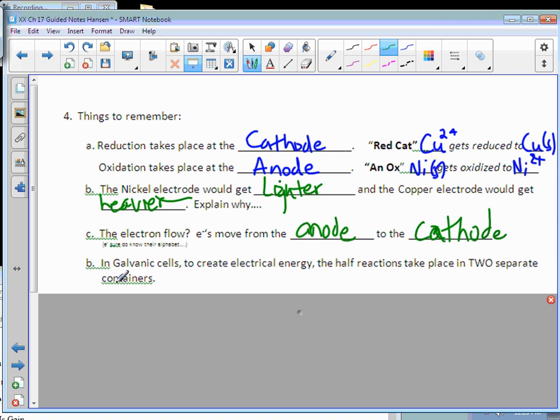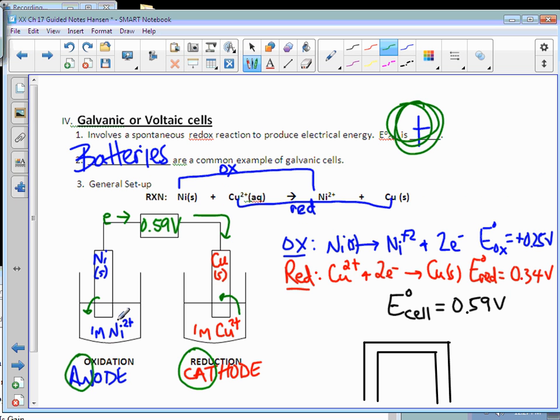Now, as I mentioned, in a galvanic or voltaic cell, to actually create electrical energy, to actually get a reading on that voltmeter, that's why the half reactions have to take place in 2 separate containers. Okay, if they were just in one container, the electrons would just transfer straight across and the redox reaction would still happen, but you wouldn't be really harnessing that electron energy as electricity. Okay, so if you actually want to do something with the electricity produced here, you've got to keep it in 2 separate containers.